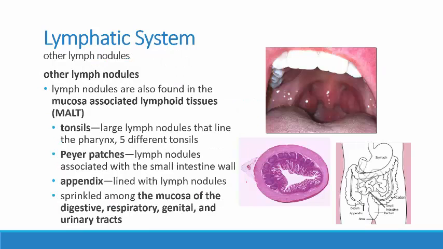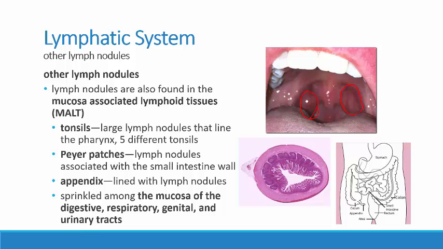So lymph nodules are not just found in lymph nodes, but they're also found unencapsulated in a variety of locations that are referred to as MALT, the mucosa-associated lymphoid tissues. So these are the lymphoid tissues that are found with mucous membranes. So the tonsils, there are 5 different ones of them. You can see these two, the pharyngeal tonsils, very nicely. The adenoids are also tonsils, and so we've got 5 different tonsils associated with the throat, with the pharyngeal region.